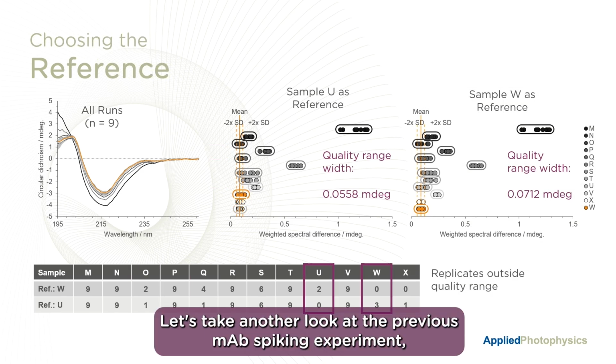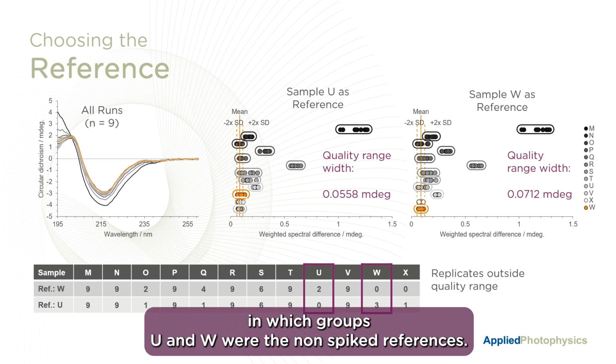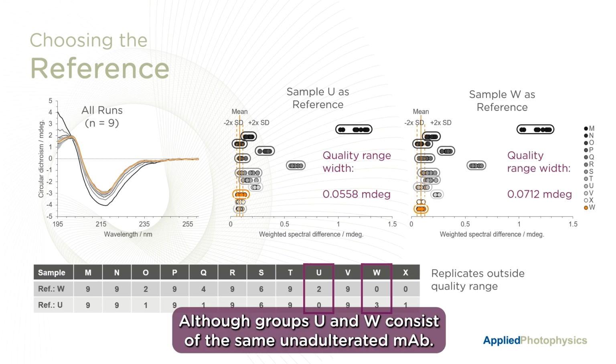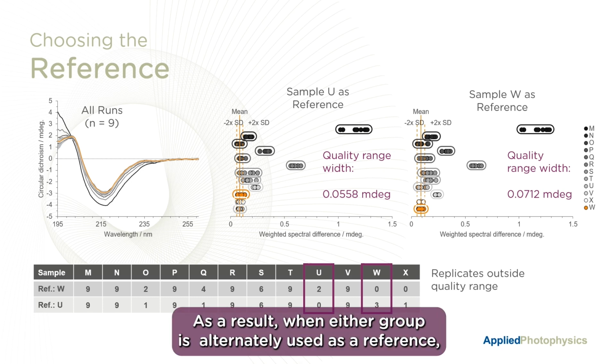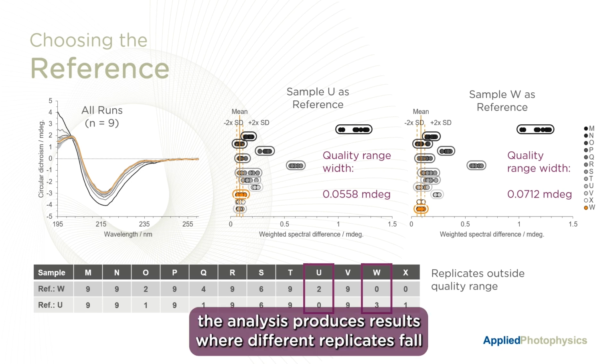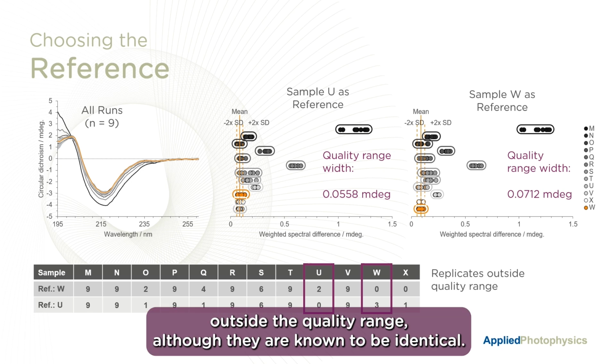Let's take another look at the previous MAB spiking experiment, in which groups U and W were the non-spiked references. Although groups U and W consist of the same unadulterated MAB, each reference group includes only 3 replicates. As a result, when either group is alternately used as a reference, the analysis produces results where different replicates fall outside the quality range, although they are known to be identical.